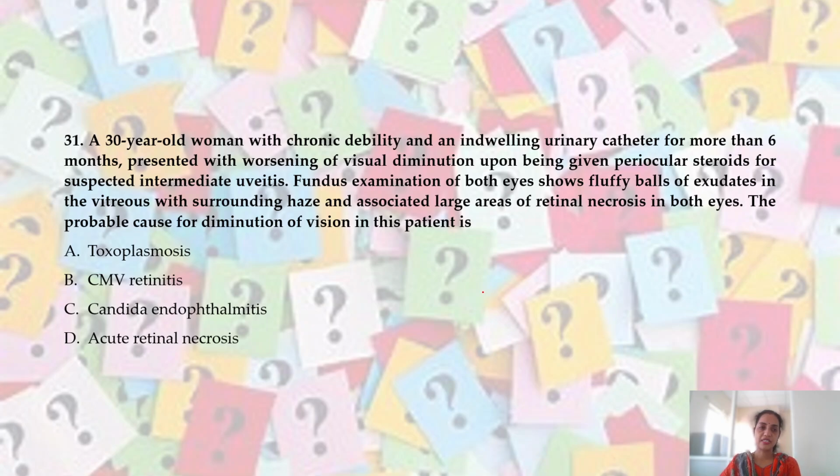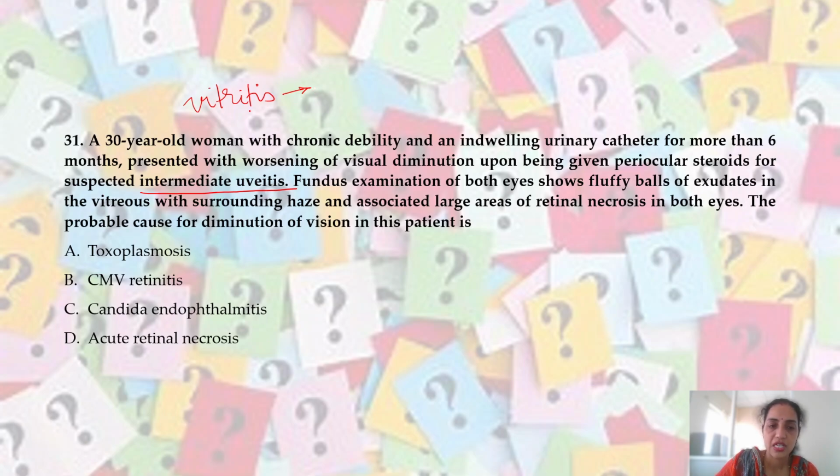Let's take a question here. A 30-year-old woman with chronic debility and an indwelling catheter for more than 6 months presents with worsening of visual diminution upon being given periocular steroids for suspected intermediate uveitis. So there are a few hints here. Somebody thought it is intermediate uveitis. That means the patient had severe vitritis, and whatever retinitis was there could not be seen through the vitritis. And because this vitritis was not coming down, somebody has given periocular steroids.